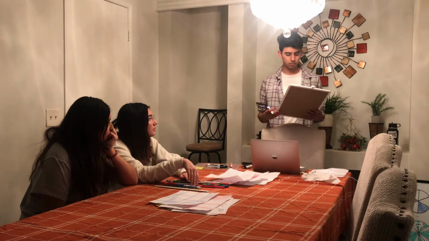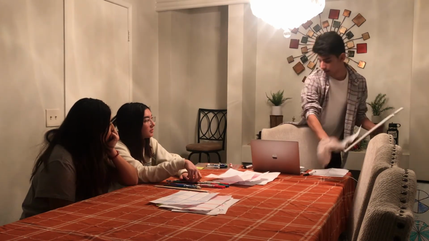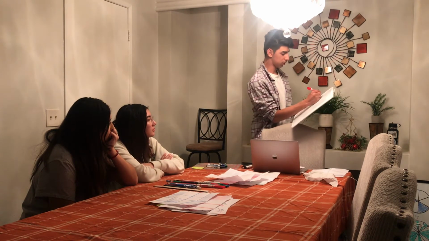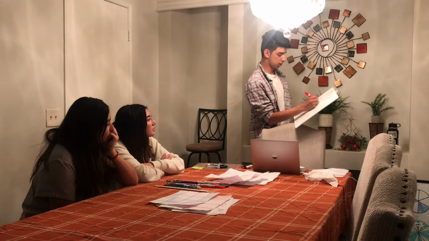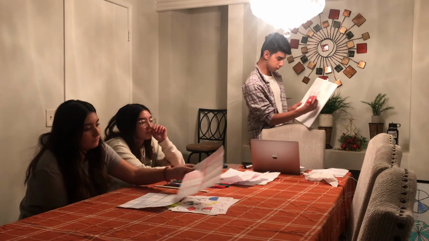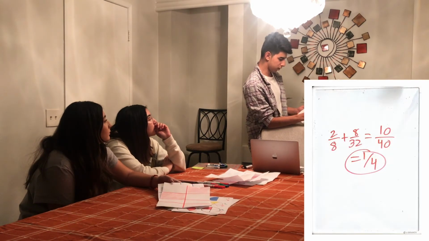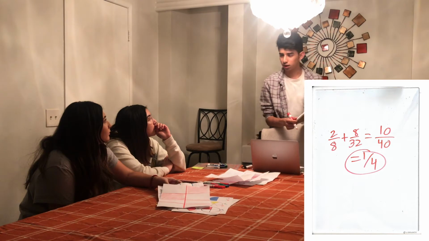Now on here I have it. I'm gonna rewrite it so I could show you guys step by step. So I'll use the red one. For Karla's, hers was 2 over 8, and then yours was 8 over 32. When we add these two straight, we get 10 over 40, which simplifies to 1/4. That's what we got, right?